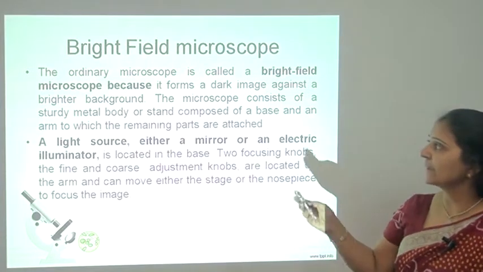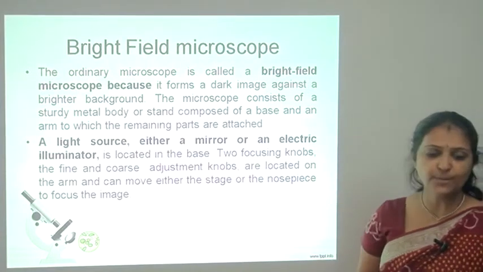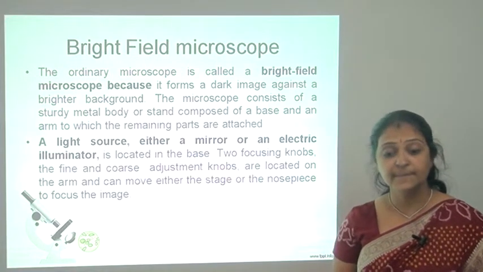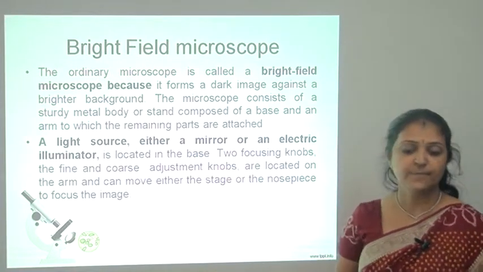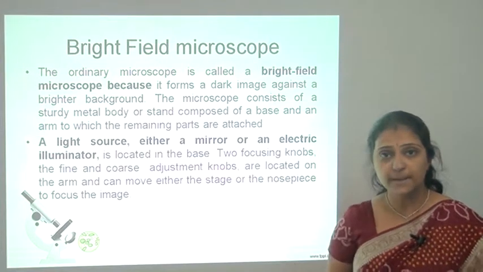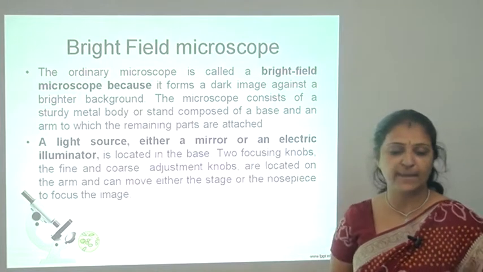Now types of microscopy. First is the bright field microscope. The ordinary microscope is known as the bright field microscope because it forms a dark image against a bright background. So the image will be dark and the background will be bright. That's why it is known as bright field microscopy.